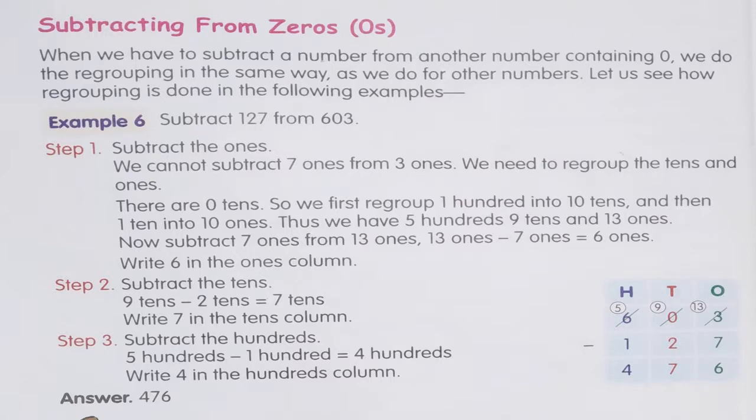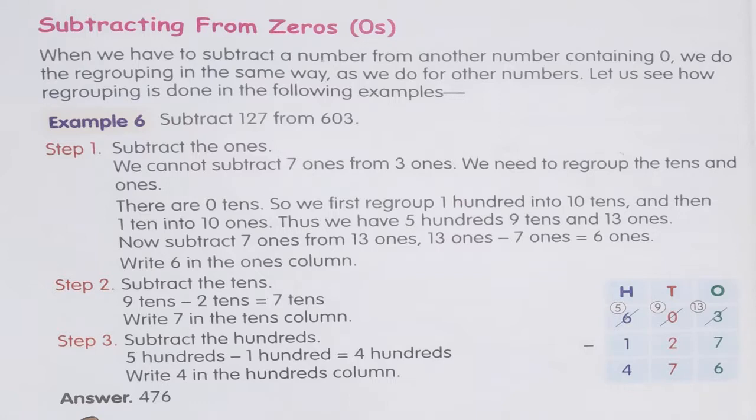Now subtracting from zeros. When we have to subtract a number from another number containing 0, we do the regrouping in the same way as we do for other numbers. Let us see how regrouping is done in the following example. We take one example. Subtract 127 from 603. Now again we solve this step by step.